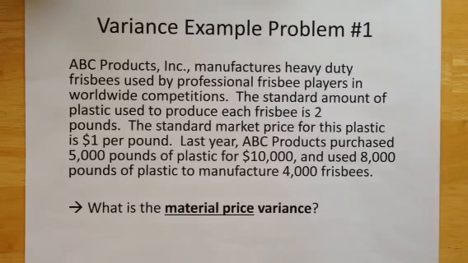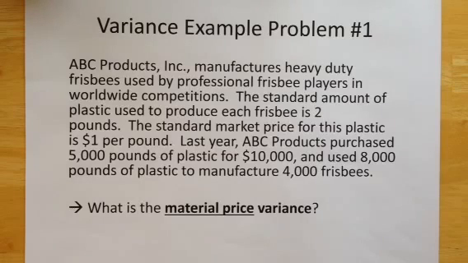Before we do this calculation and look at the formula, let's make sure we understand all of the data we've been given. We're told the standard amount of plastic used to produce each frisbee is 2 pounds, and the standard market price for this plastic is $1 per pound. We've just been given two standard values here. Where did these come from? This is based on our manager's experience and knowledge of our business.